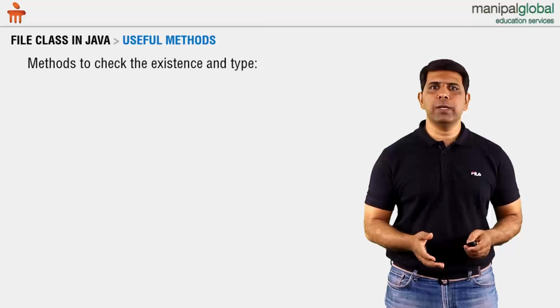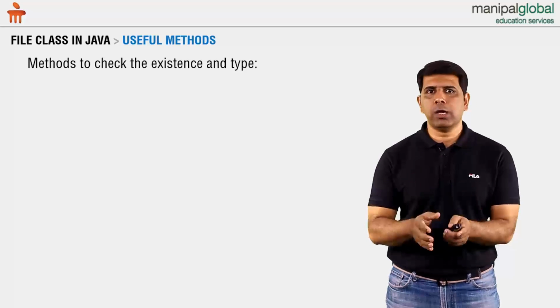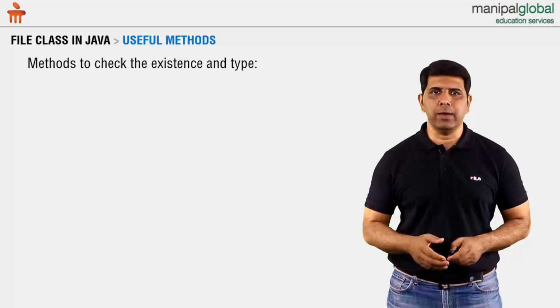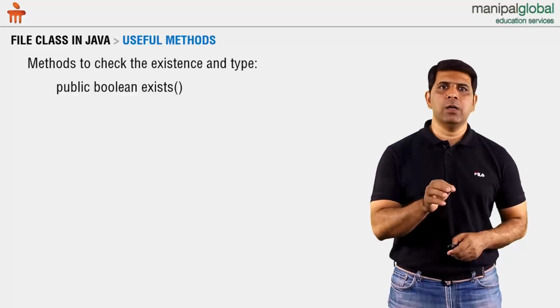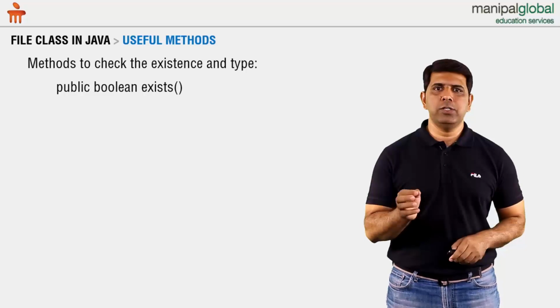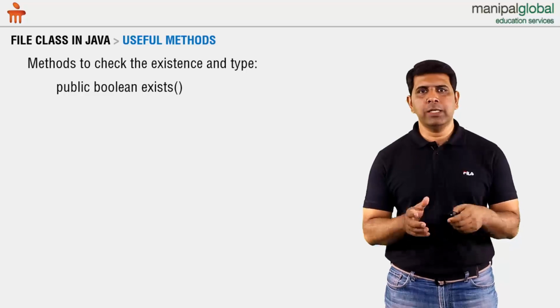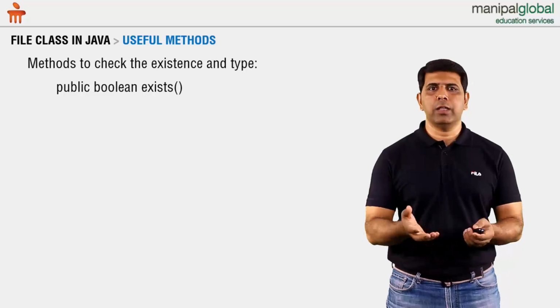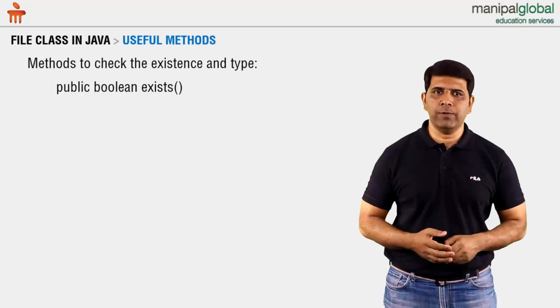Now there are a lot of useful methods through which you can check whether it exists and what kind of file that is. Is it a file or a directory? There is a method called public boolean exists. As the name suggests, it just checks whether the file or the directory represented by that path is really existing or not, and there are only two choices: you get a true or you get a false.